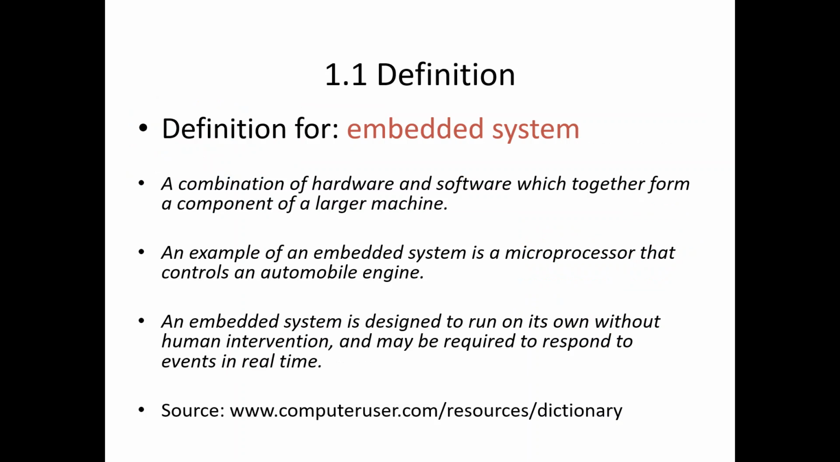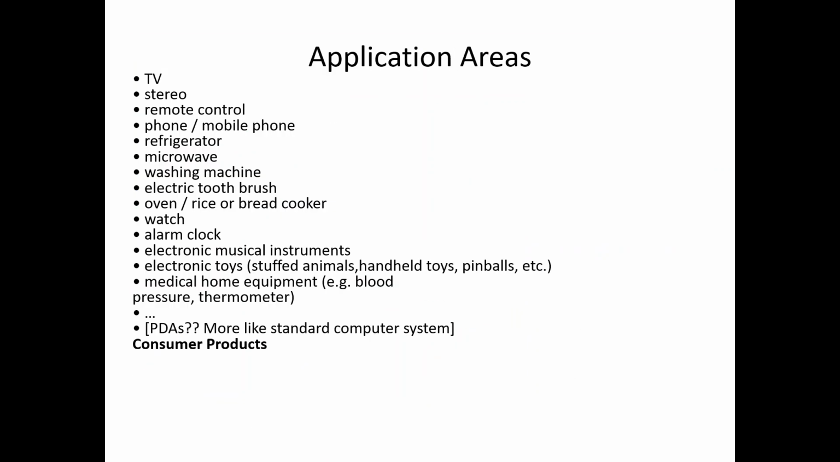An embedded system is a specialized computer system designed to perform a specific task within a larger mechanical or electronic system. It typically includes a processor, memory, and input-output peripherals and is often optimized for efficiency and reliability. Examples include digital watches, home appliances, and medical devices.